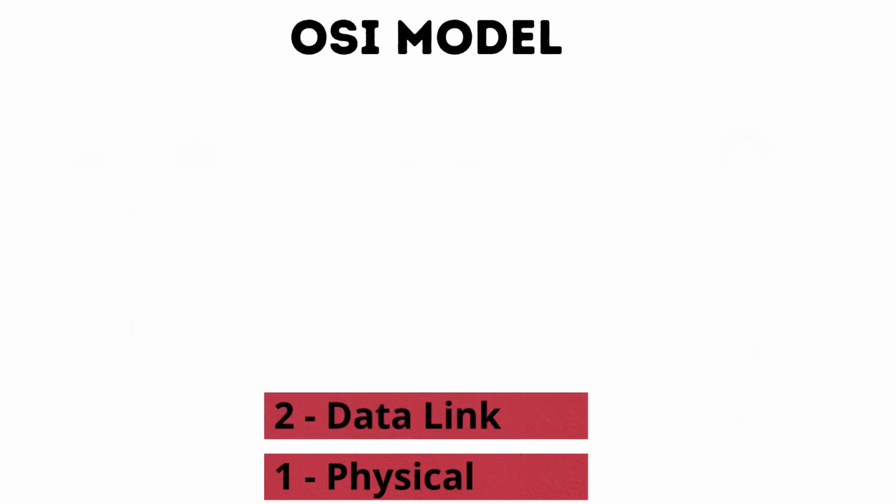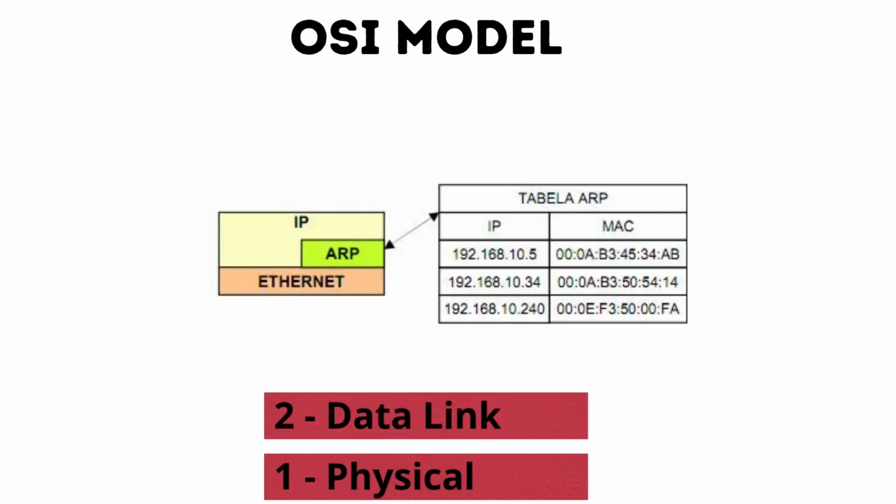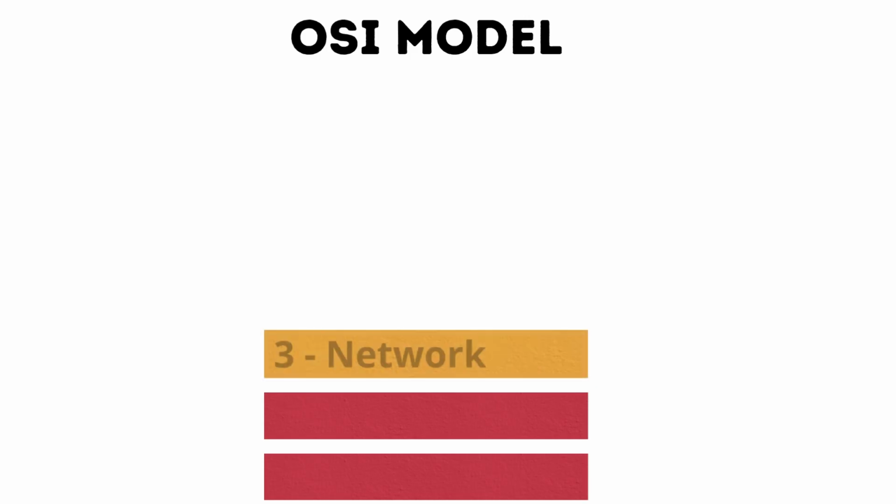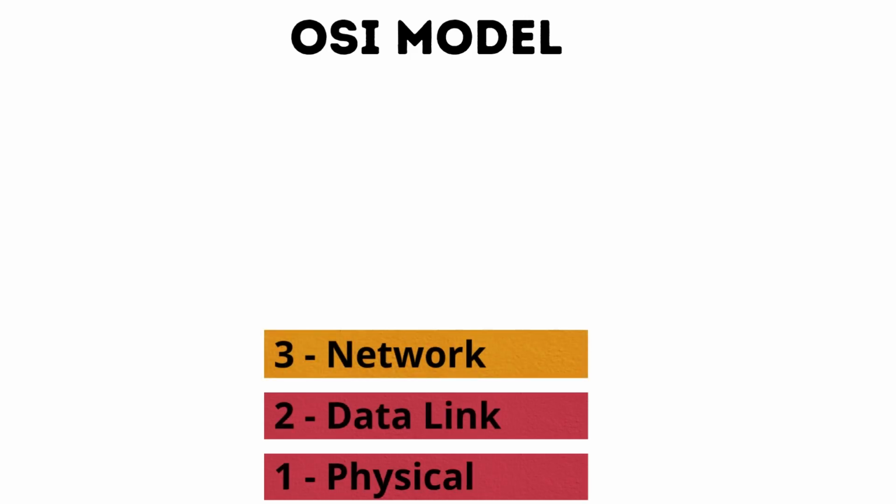Next is the data link layer. It ensures reliable transmission over the physical medium. This layer handles MAC addresses, frames, and error detection between directly connected nodes. It is the layer responsible for delivering data between two devices on the same network. Here is where we have the ARP table that has the MAC address, a unique address for each network device in the world.